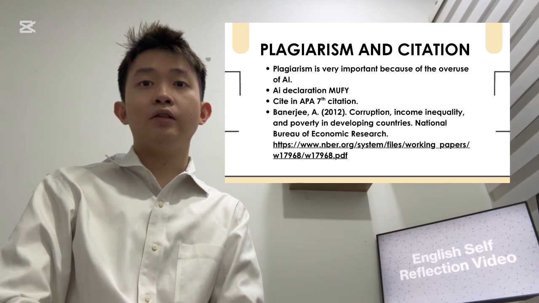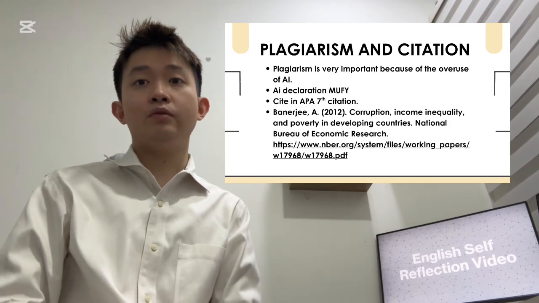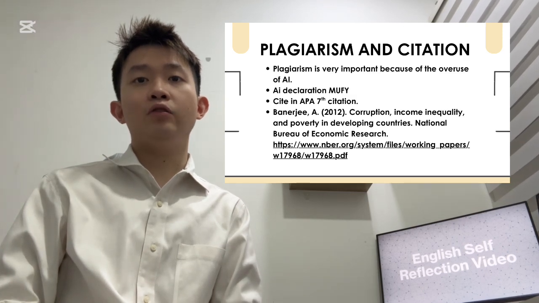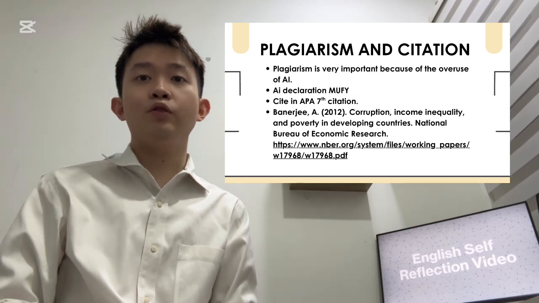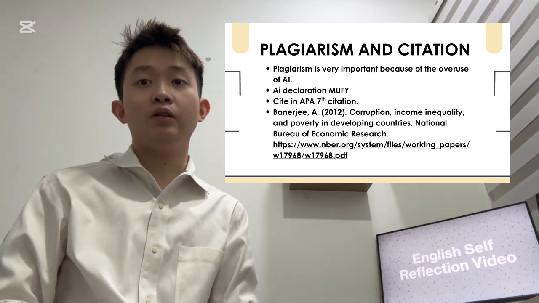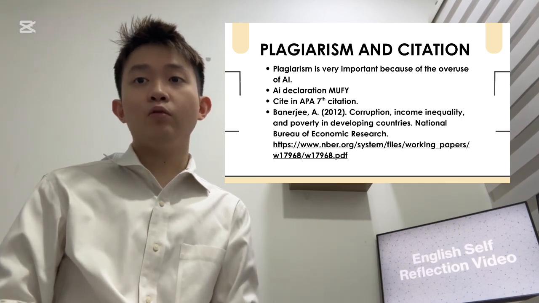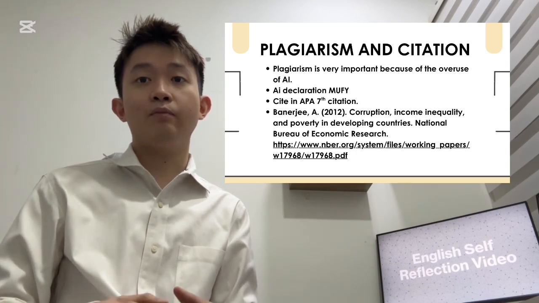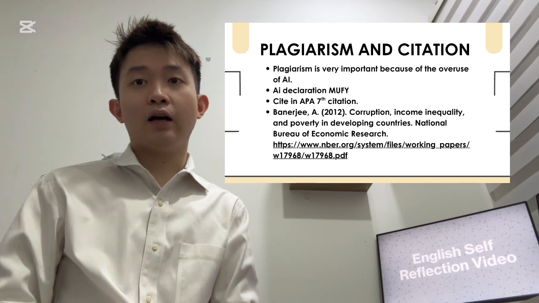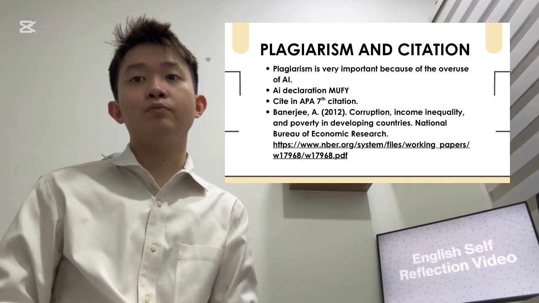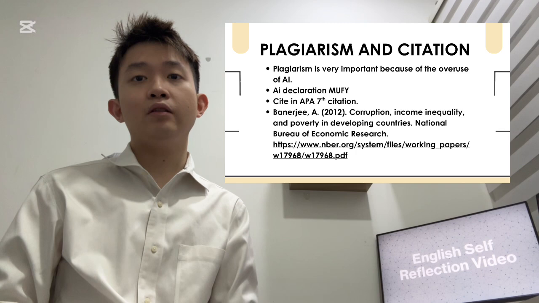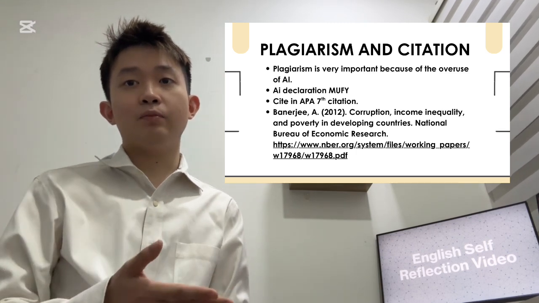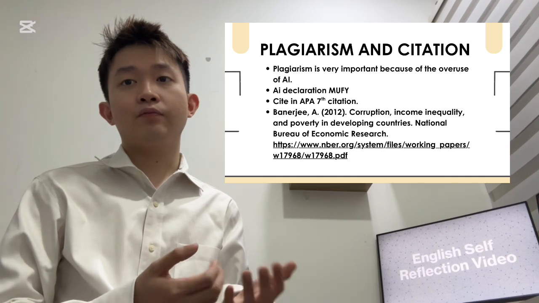The second thing I learned is the importance of avoiding plagiarism. I think plagiarism is one of the serious things in college and university nowadays because of the overuse of AI, for example, ChatGPT and DeepSeek. We must follow the AI declarations from MAFI so that we make sure that the essay is done by us. Next, I learned how to cite references properly. We must cite references in APA 7 style, and this is an example of an APA 7 style reference.